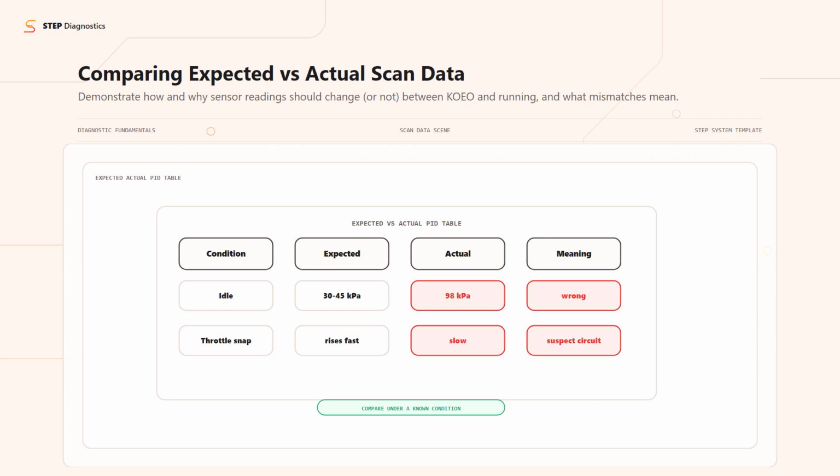As the engine starts, readings for sensors like MAP, MAF, and oxygen sensors should shift in predictable ways. If values don't move as expected or move in odd directions, it signals a problem. Understanding these shifts lets you spot wiring, supply, or sensor issues that hide under static conditions.